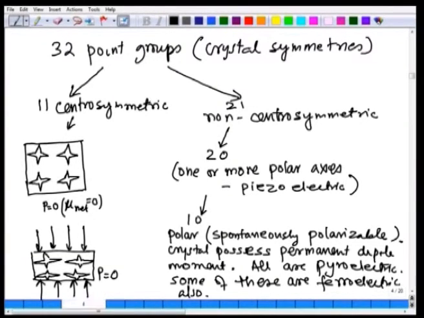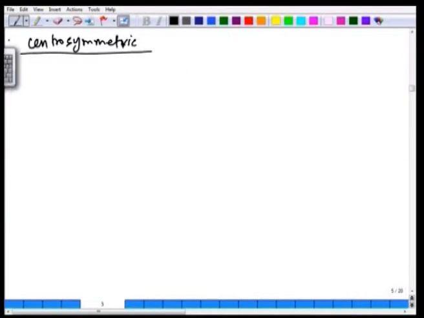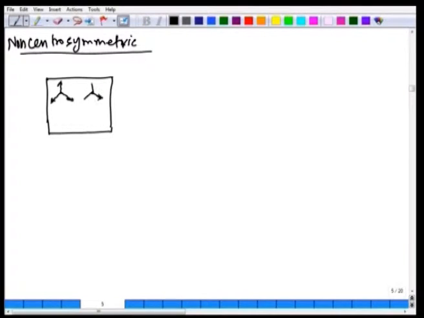So this is a centrosymmetric. Now, let us look at a non-centrosymmetric crystal. In fact, let us add the word non here. Let us take an example like this. What if these dipoles were pointing like this? It was nicely symmetric, but now in this form, notice this is not centrosymmetric.